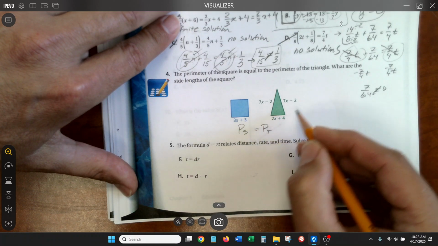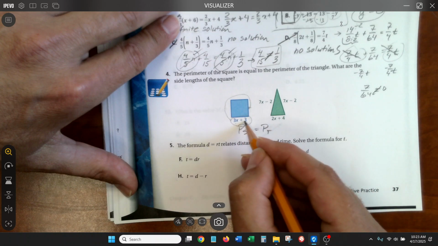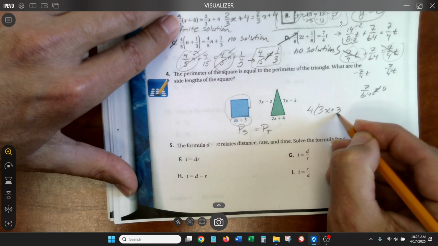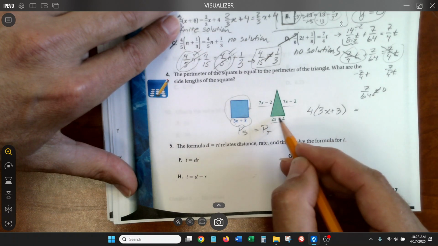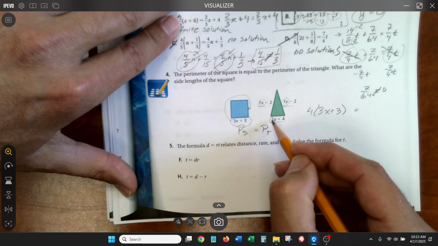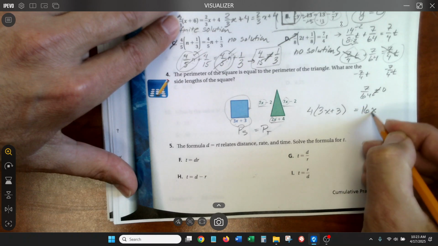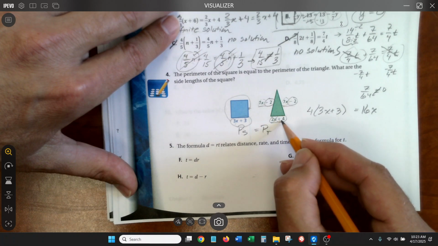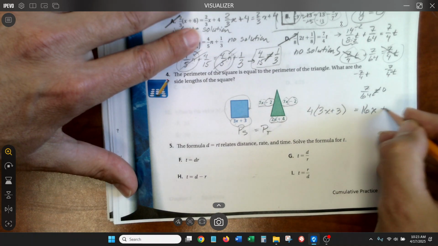The perimeter of the square is going to be the distance around the square. We see that one side is 3x plus 3, so the entire perimeter would be 4 times (3x plus 3). That has to be equal to the sum of all 3 of these sides of the triangle. So 2x plus 7x plus 7x. 7 and 7 is 14. 14 and 2 is 16. We get 16x. And then if we add -2 plus -2, that's -4 plus 4 is 0. So we have plus 0 there.